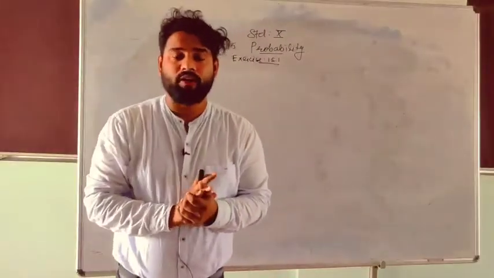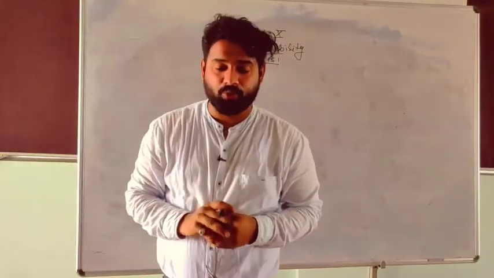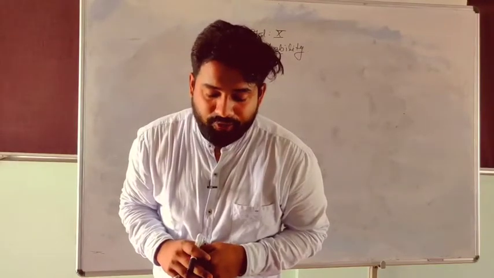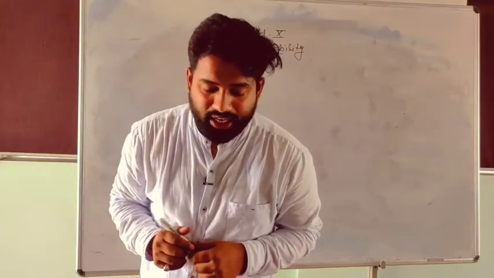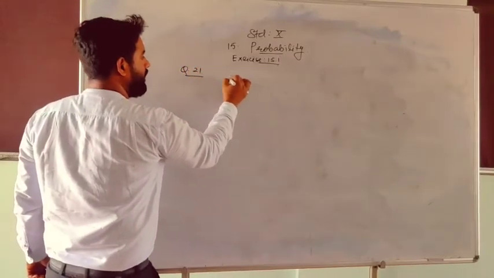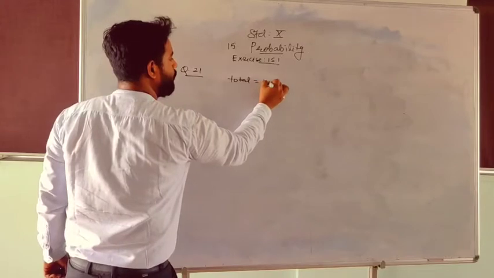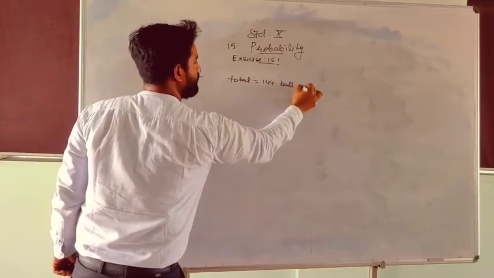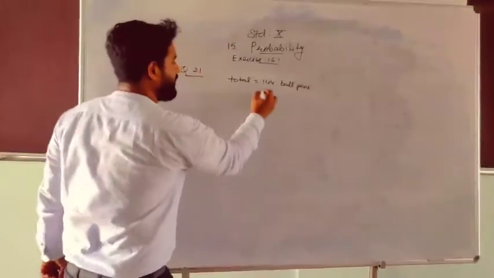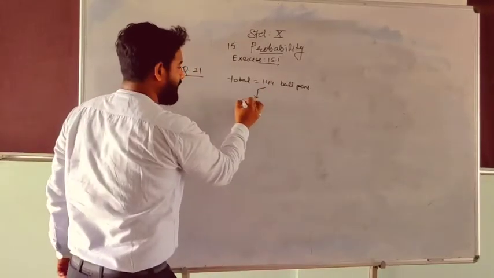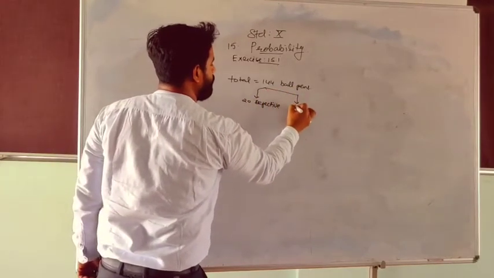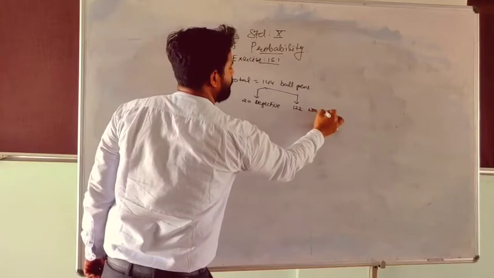So I hope students you have understood question number 20. Now let us move towards question number 21. A lot consists of 144 ball pens, of which 20 are defective. Total 144 ball pens are there. Out of that 144 ball pens, 20 are defective. So but obvious 122 is going to be non-defective.